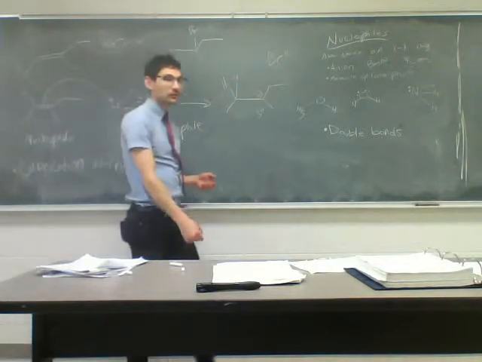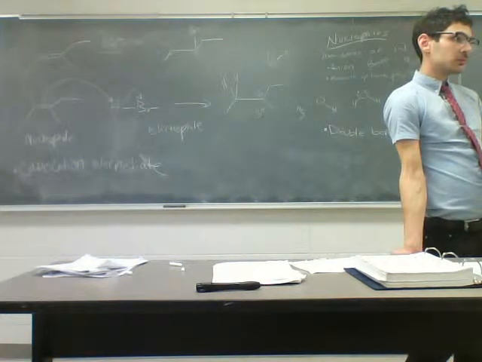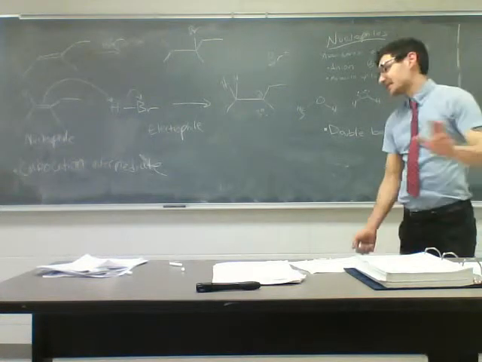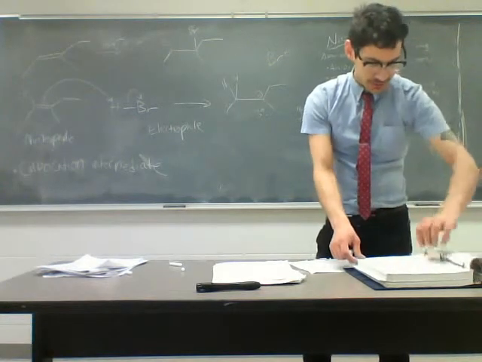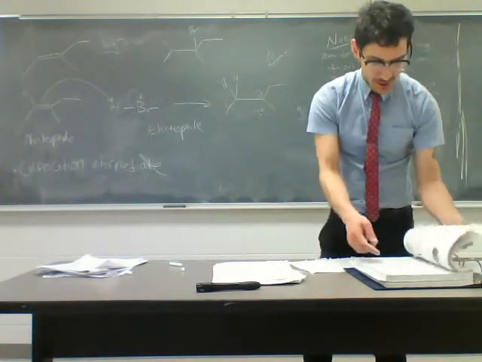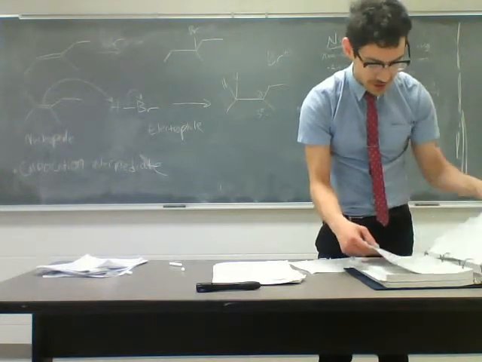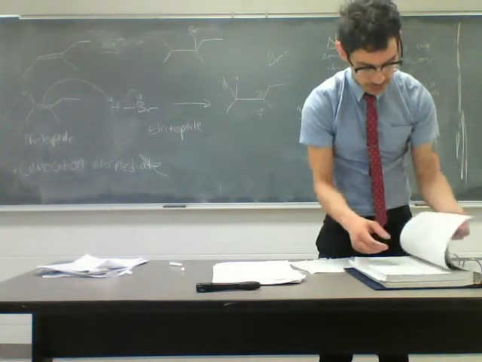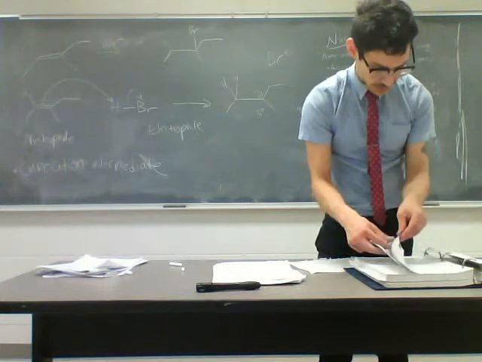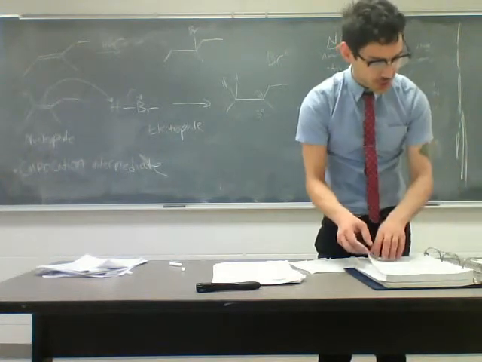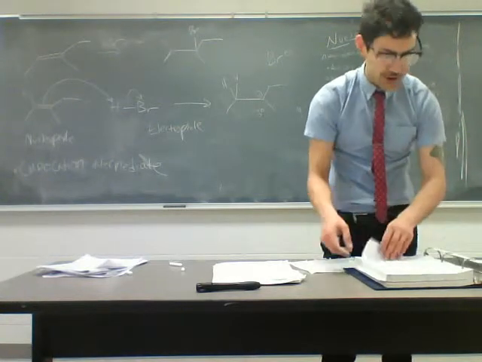The logic behind it is sp2, so that's planar, and then the pi bond sticks up. I'm not going to be able to draw it well. There's a really dope image in the book. I'm not sure what page it's on though. It's in chapter 6. There's a really dope illustration where they show the pi orbitals in a double bond.